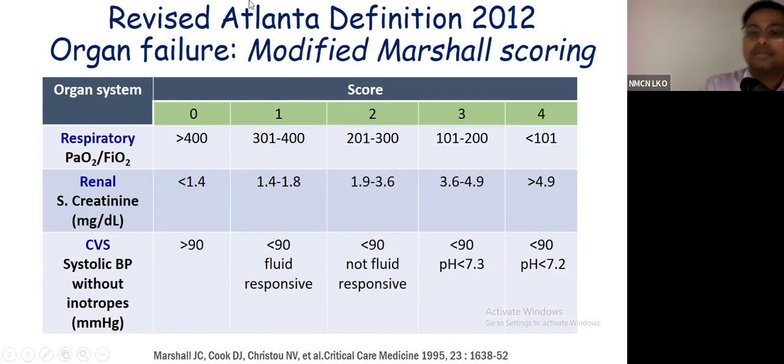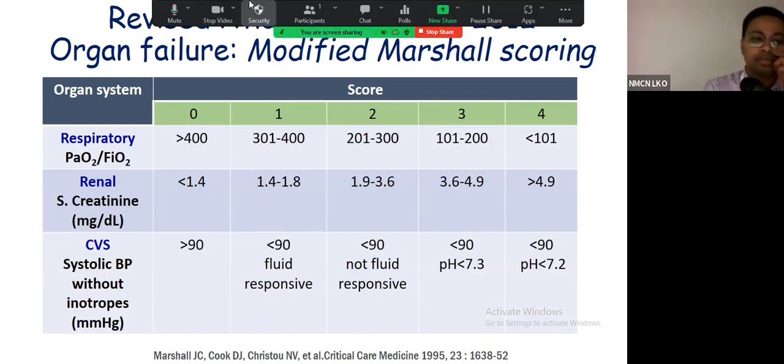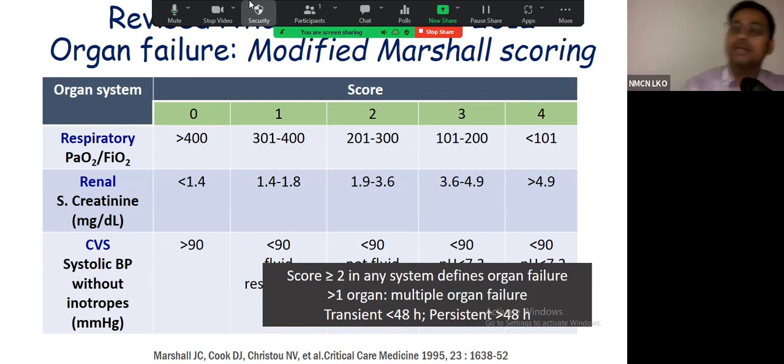For defining organ failure in acute pancreatitis, we have the modified Marshall scoring, which shows the severity of respiratory, renal, and cardiovascular dysfunction. In the respiratory system, we check the PaO2 to FiO2 ratio, and we give scores according to the values. In the renal system, we check the serum creatinine, and in the cardiovascular system, we check the systolic blood pressure as well as the requirement of inotropes. If the score is more than 2 in any system, that is defined as organ failure. If more than one organ is involved, that is multi-organ failure.